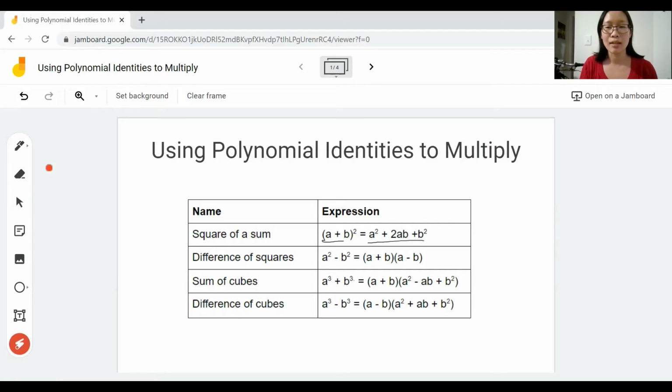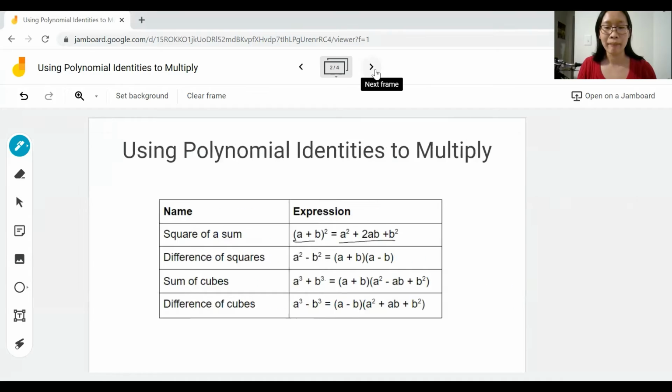There's four main kinds that we're talking about. The first is the square of a sum. This is where we add two things and then we take the square. The second is the difference of squares, where we have two perfect squares and we subtract in between them. The third is the sum of cubes, where we have two perfect cubes that we add together. And then the fourth is the difference of cubes, where we have two perfect cubes that we subtract. Let's take a look at how these are useful in multiplying.